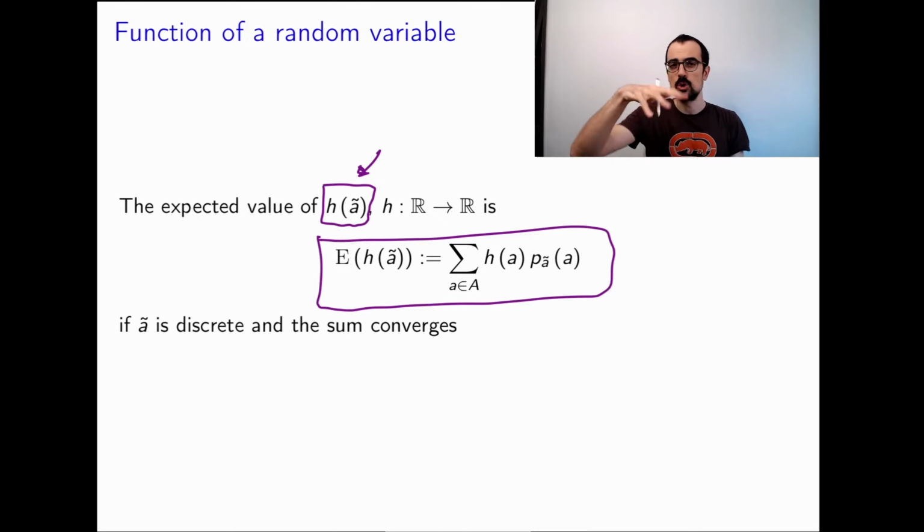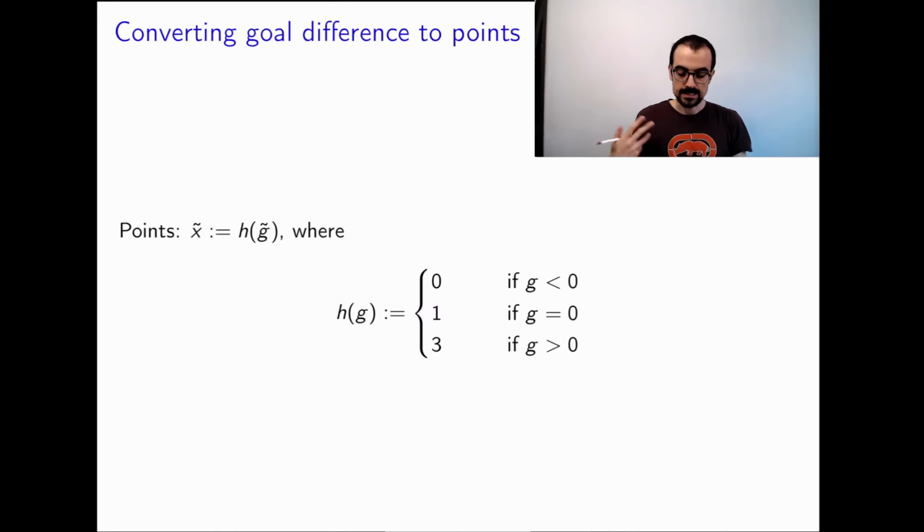You have to find the whole distribution of this new random variable, whereas here, if you already have the distribution of A, then you don't need to go and compute the whole distribution of h(A) if you only care about the mean or expected value of h(A). And this is very useful in many cases. Let's do an example. In the case of the goal difference, you might actually be interested in how many points a certain team, the team that we're interested in, is going to gain from this game.